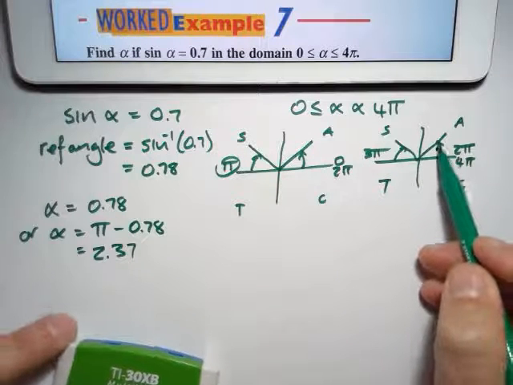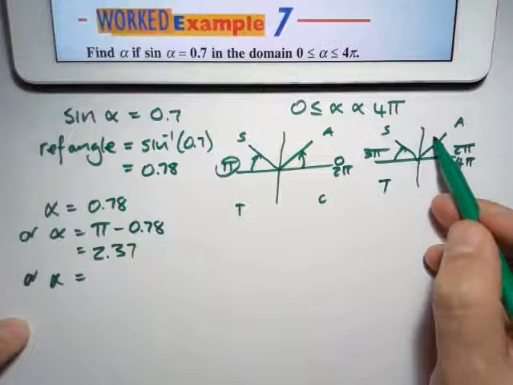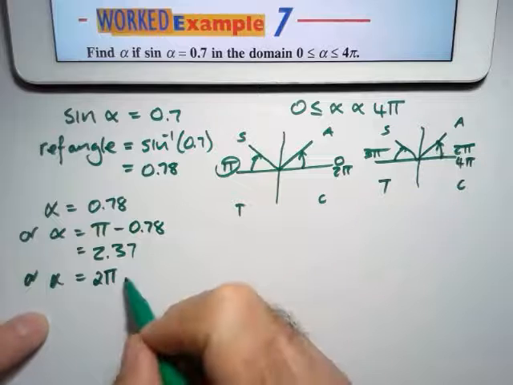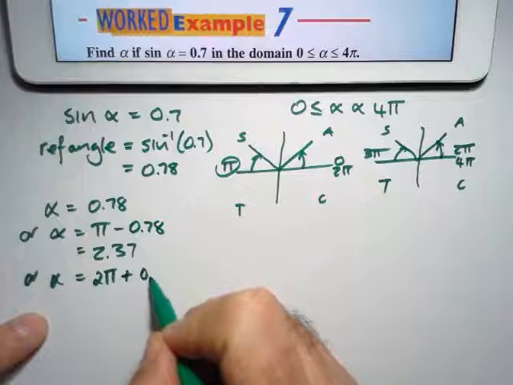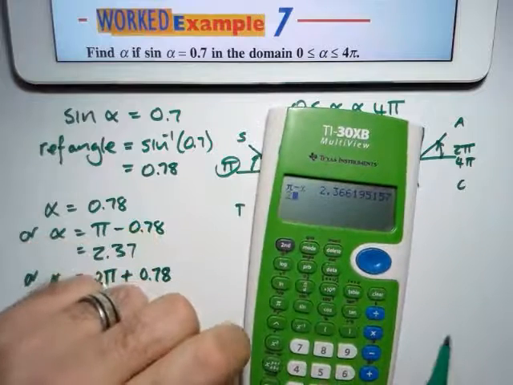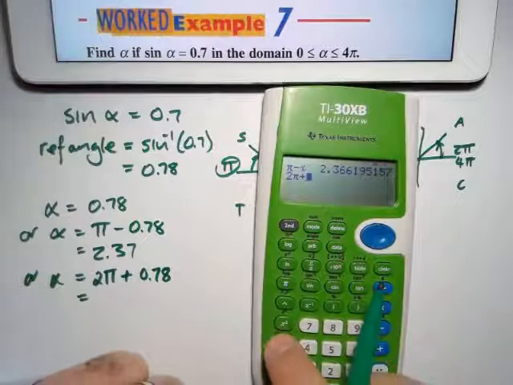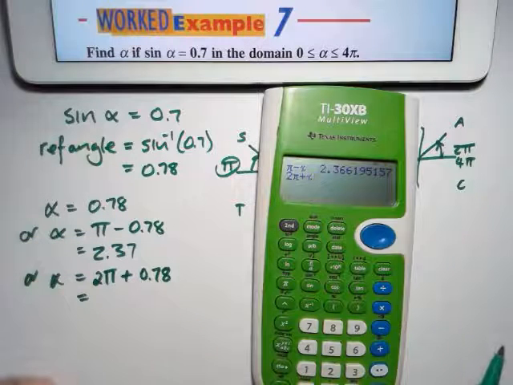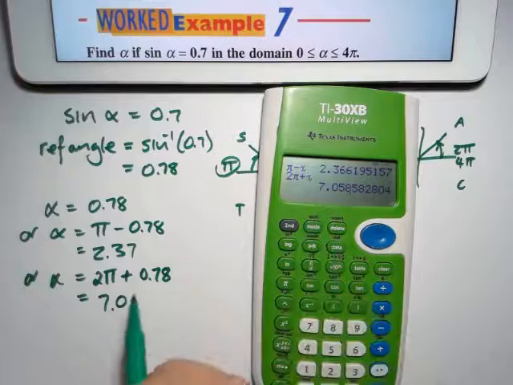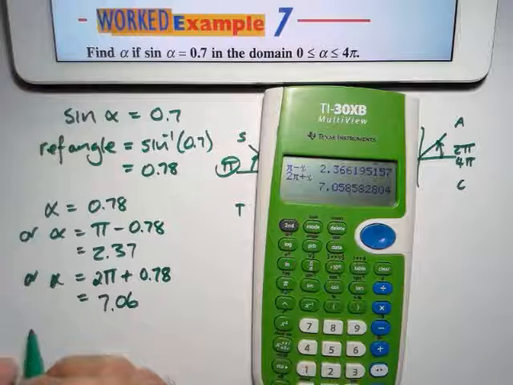So in this quadrant over here, alpha equals, I start at 2 pi and I go onward. So it's going to be 2 pi going in a positive direction, so plus 0.78, which is going to be 2 pi plus, and I'm just going to say x because I have stored x, and my answer is 7.0. That 8 will make that a 5, so it's 7.06.